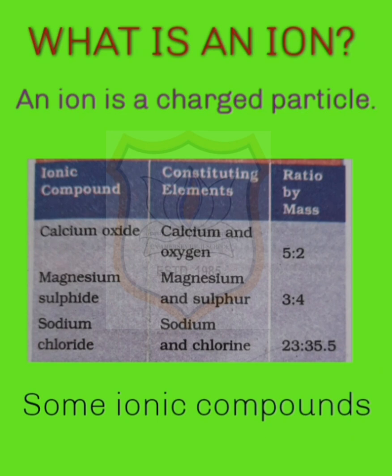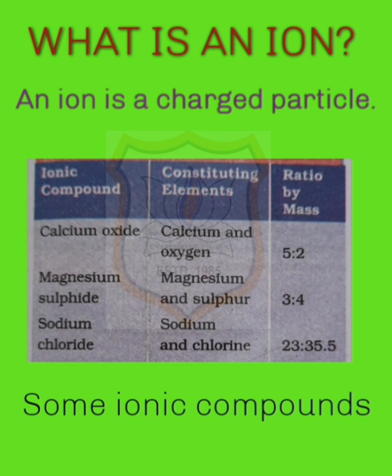To understand this more clearly, let us take the example of NaCl, sodium chloride. Its constituent particles are positively charged sodium, Na plus, and negatively charged chloride, Cl minus. Ions may consist of a single charged atom or a group of atoms that have a net charge on them. A group of atoms carrying a charge is known as a polyatomic ion.